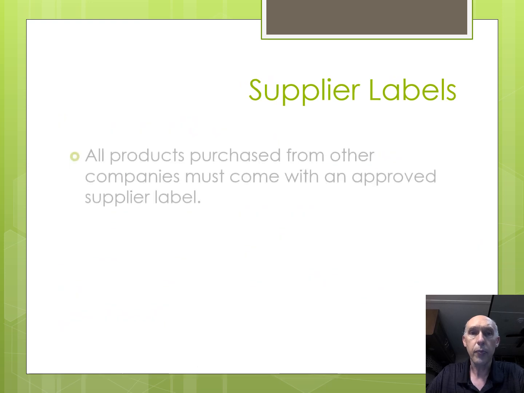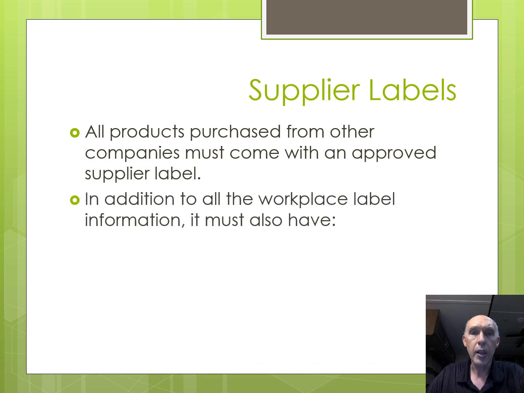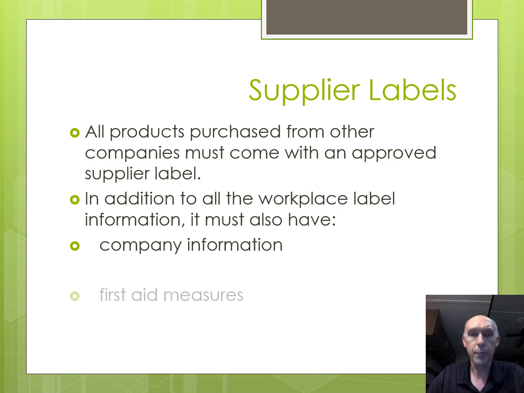Supplier labels. All right, so all products purchased from another company must come with an approved supplier label. Depending on where you work, you probably have seen a number of these. In addition to all the workplace label information that we mentioned on the last slide, it must also have the company information. So we need to know specifically what company made the chemical.